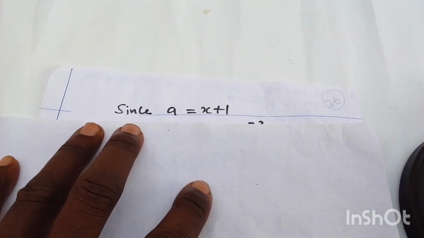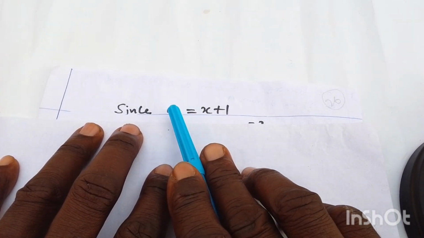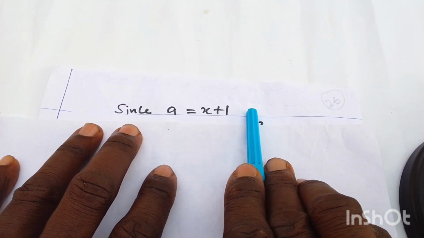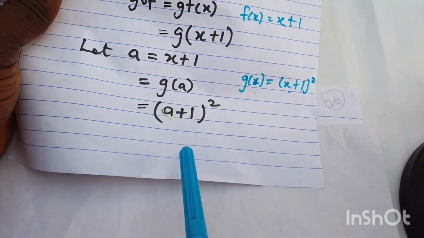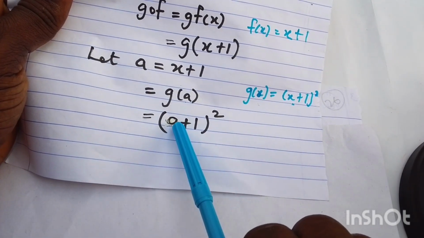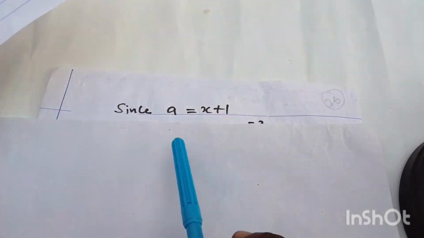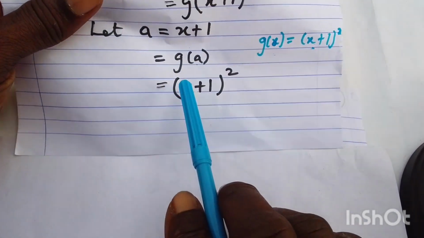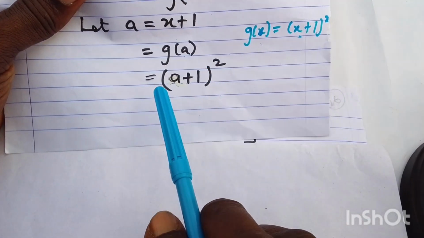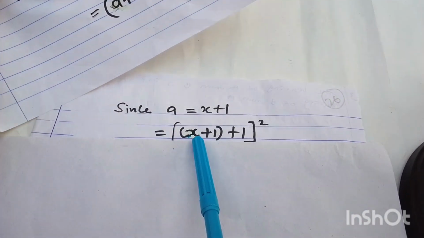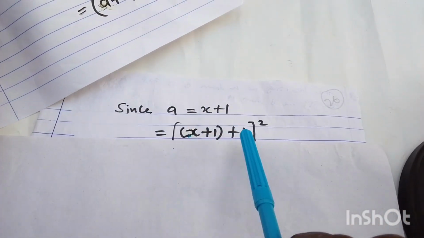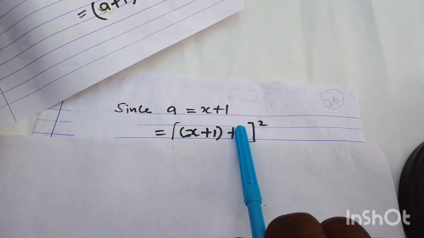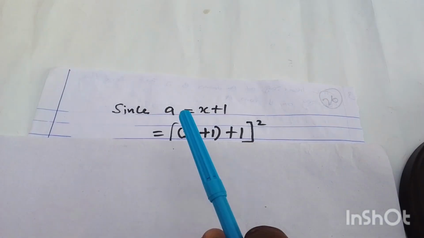And you will remember that we have represented our a to be x plus 1. So in place of this a, I'm going to substitute x plus 1 back. When you substitute, in place of this (a plus 1) squared, in place of this a, I put x plus 1, then plus this one. Everything is now squared. So let me simplify what is inside the bracket.